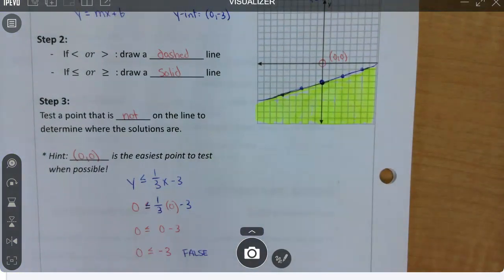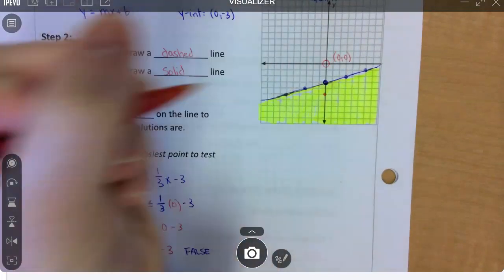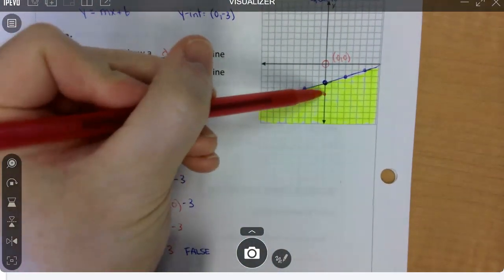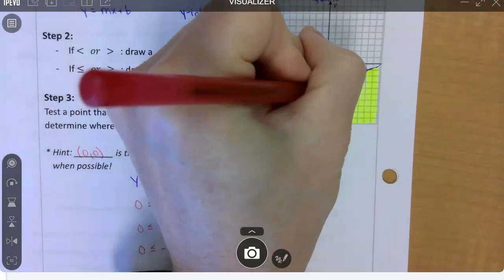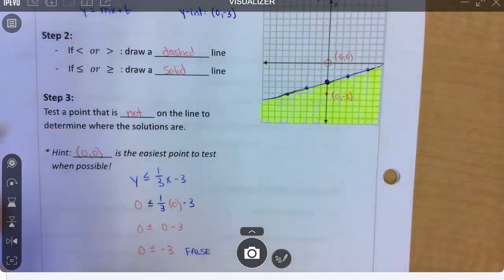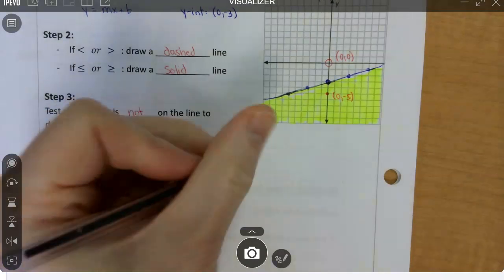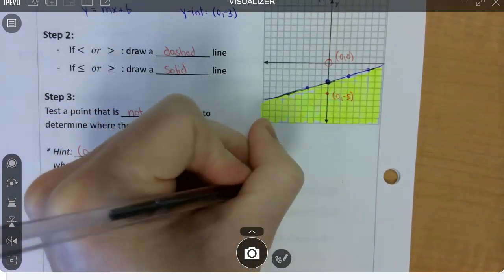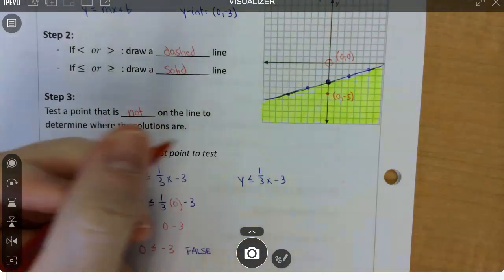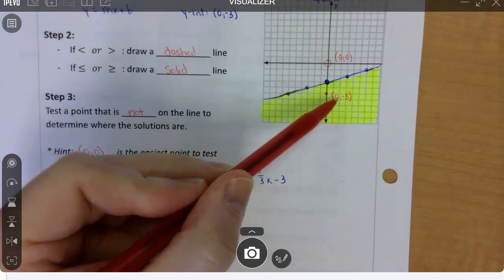So let's pick a really easy point. Let's just randomly pick this one right here. So this point right here is at 0, 1, 2, 3, 4, 5. So 0, -5. And I'm going to plug that into this inequality right here. So let's rewrite the inequality again. y is less than or equal to 1/3 x minus 3. I'm going to replace y with -5 and x with 0.